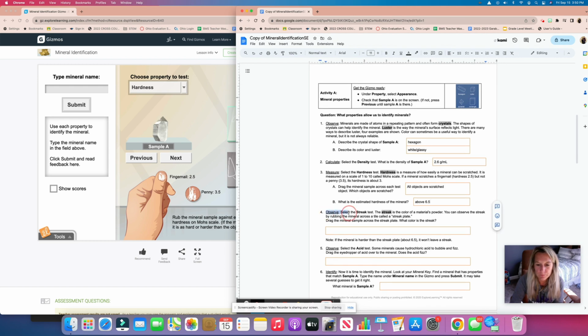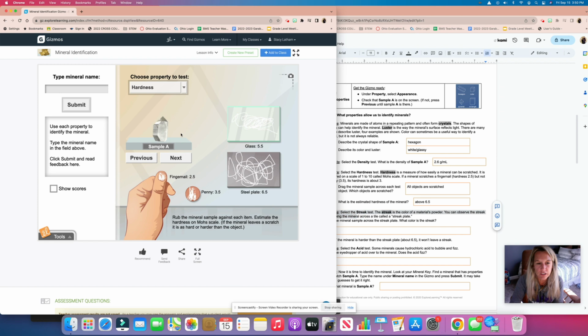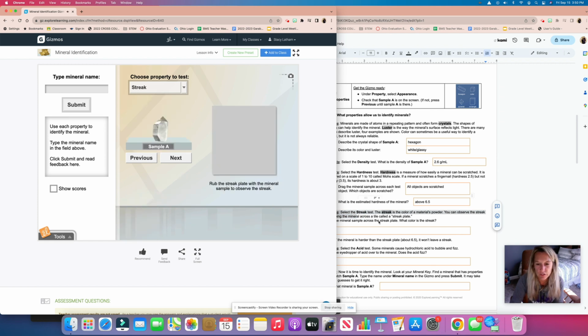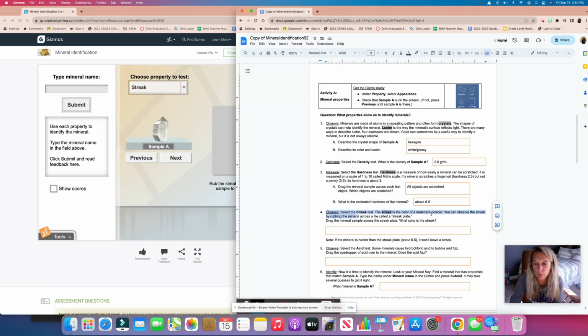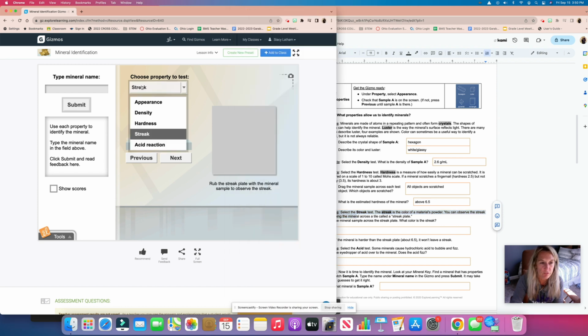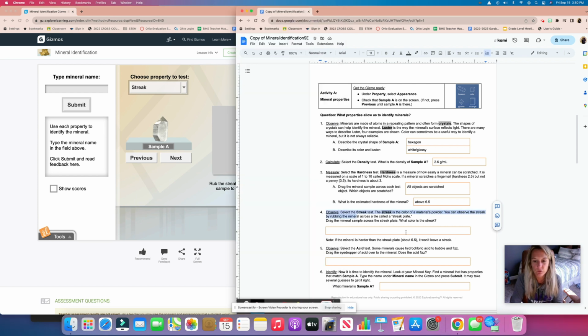All right, number 4, observe. Select the streak test. So we're going to go over here, streak. The streak is the color of a material's powder. You can observe the streak by rubbing the mineral across a tile called a streak plate. Drag the mineral sample across the streak plate. What color is the streak? So we've got the streak test selected. We're dragging it across the streak plate. And if you look real close, you still can't see anything. So there is no streak. So you would type no streak.